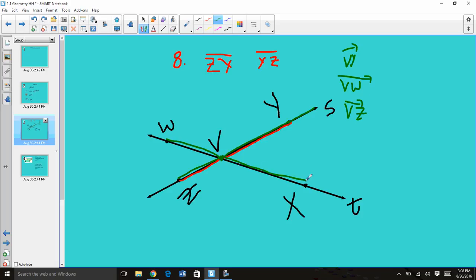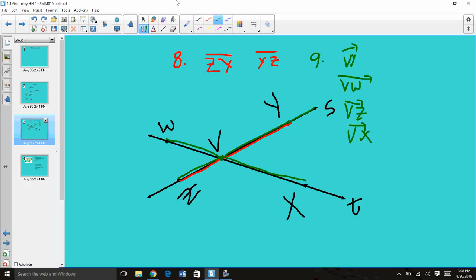And we have VX. And here, since V is our endpoint, we need to make sure that it is written first. Okay, so all these have V first. So that would be number 9.